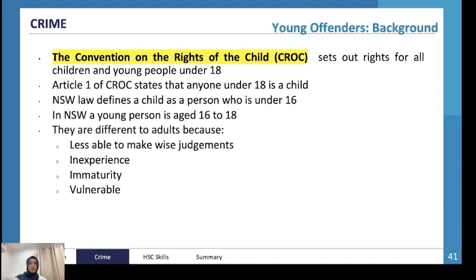Remember that the CROC is an international convention, which means that it is basically a guideline. There is no strict enforcement of this. In NSW, a young person is classed from the ages of 16 to 18. They are different to adults because they are less able to make wise decisions or judgments. They're inexperienced in life, they're immature, and they are vulnerable people.